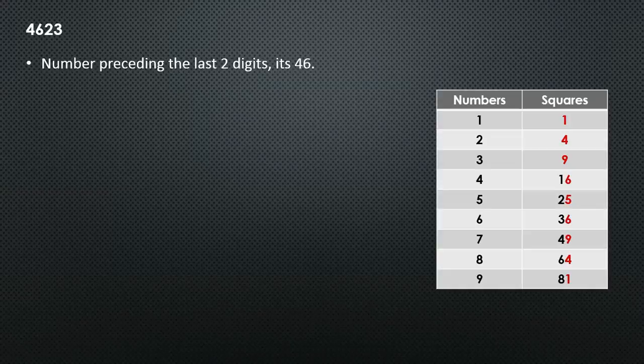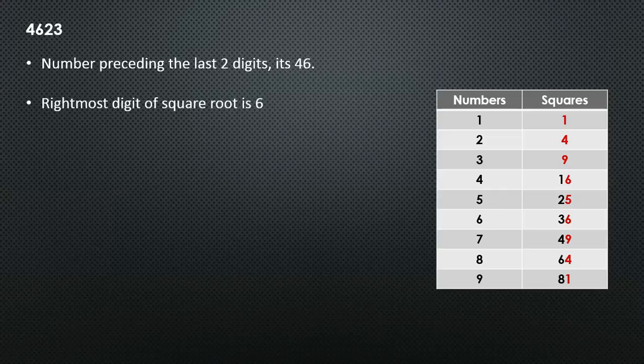The method to find the square root is the same as that we used in the previous problem. So in step 1, we need to check for the number preceding the last two digits. It is 46 in our case. Referring to the table, we choose the number 6, as 6 square is 36, which happens to be the number which is before 46.